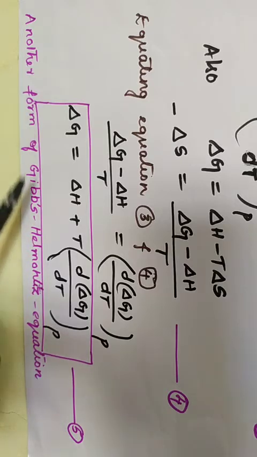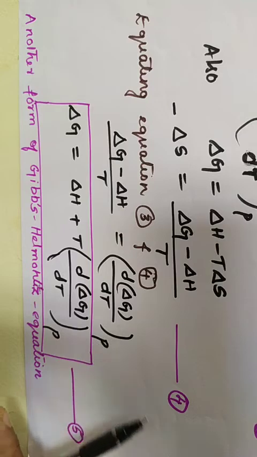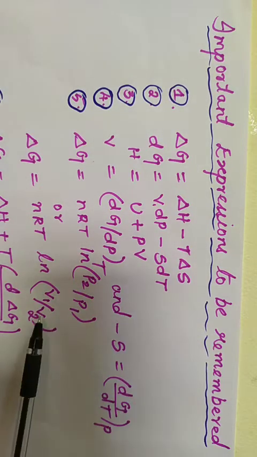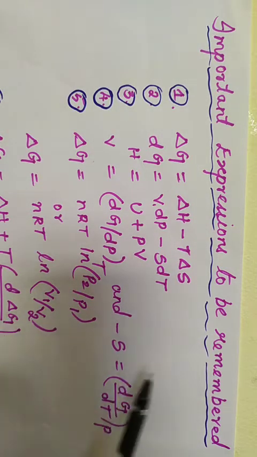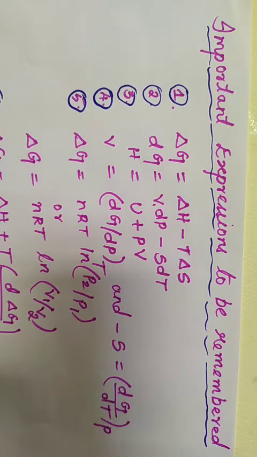So this is another form of the Gibbs-Helmholtz equation, and this will be a very important derivation for the 5 marks question. These are the important expressions you need to remember to solve the problems. The free energy function can also be given by different equations.